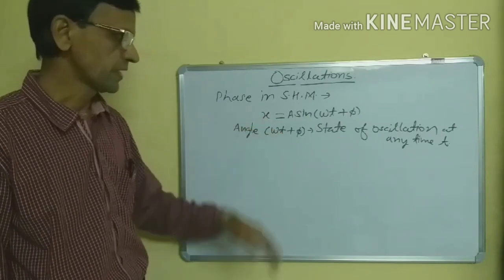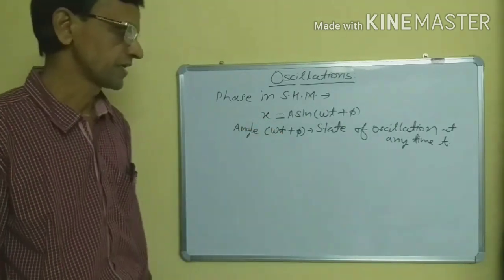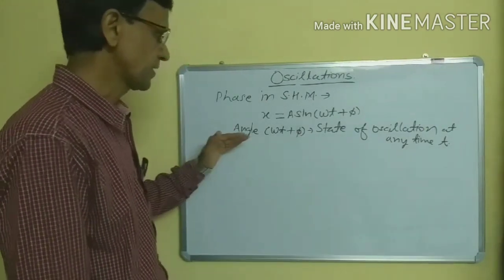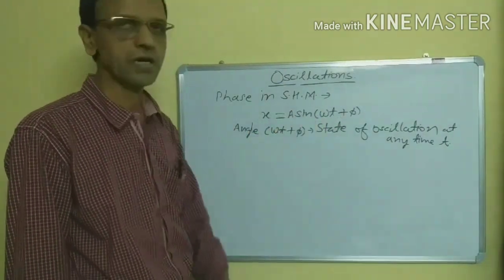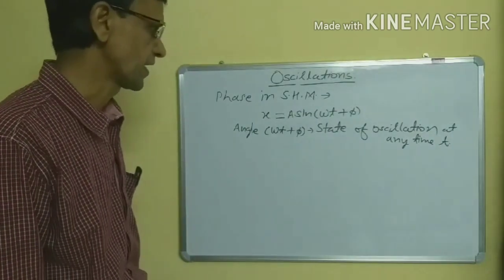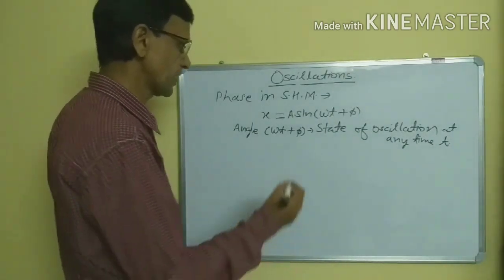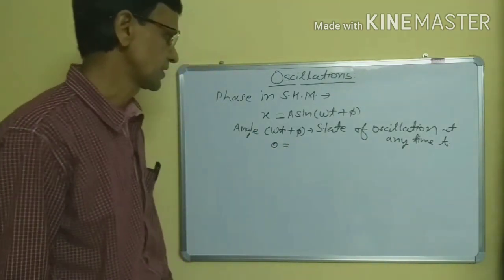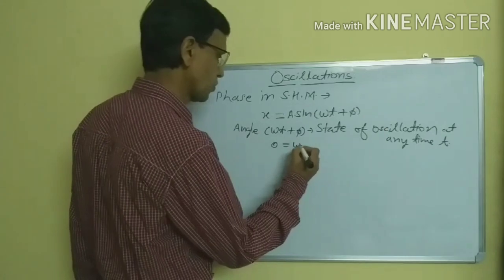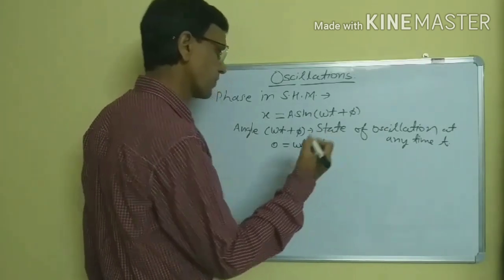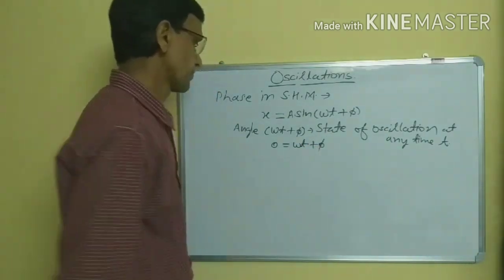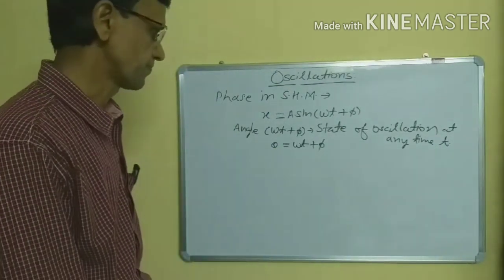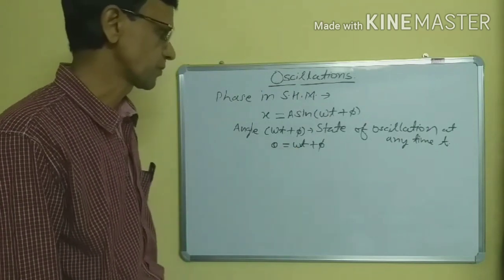Why? The state of oscillation of the particle performing linear SHM is determined because of this angle omega t plus phi. This angle omega t plus phi, as already explained, gives theta. Theta is equal to omega t plus phi. This theta is called the angular displacement of the particle.